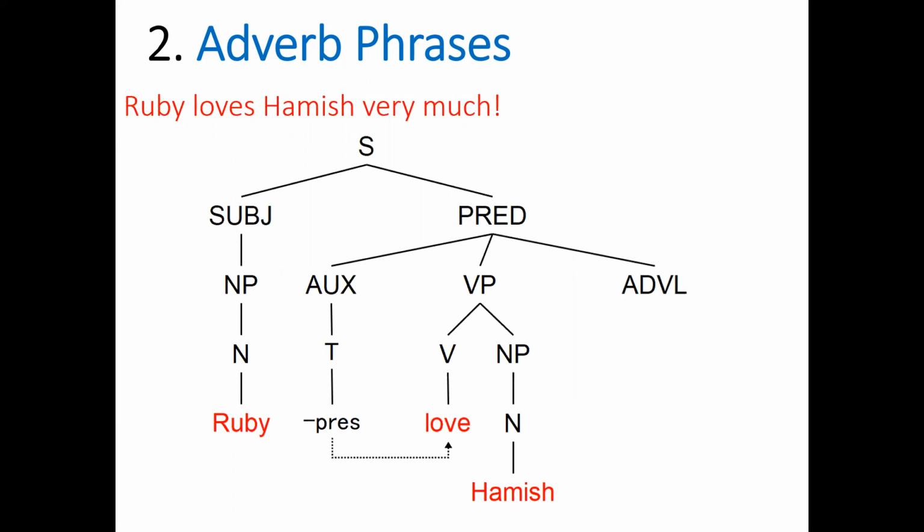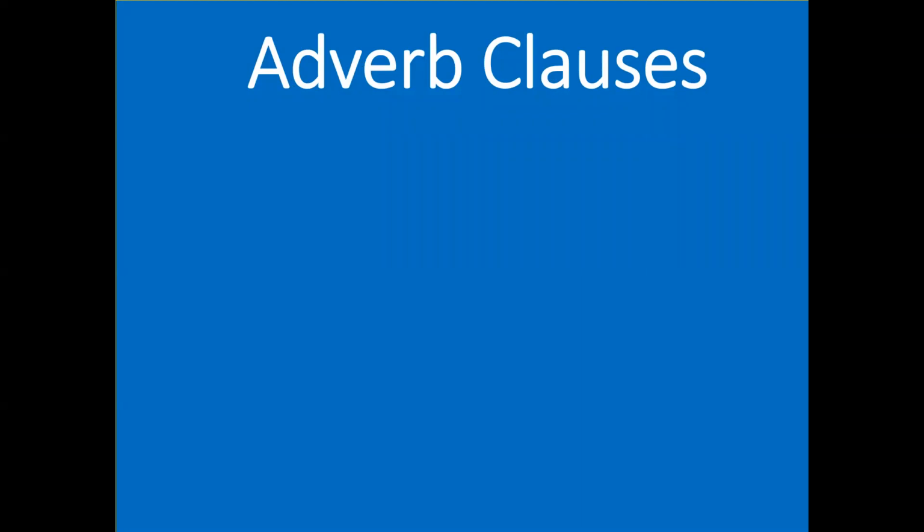But this time, rather than a prepositional phrase, we have an adverbial phrase. In this case, we have not one, but two adverbs, very, which is an intensifier, and much, which we can account for simply by expanding the node to include multiple adverbs, like this. All right, so far so good. Moving on to the adverb clauses.